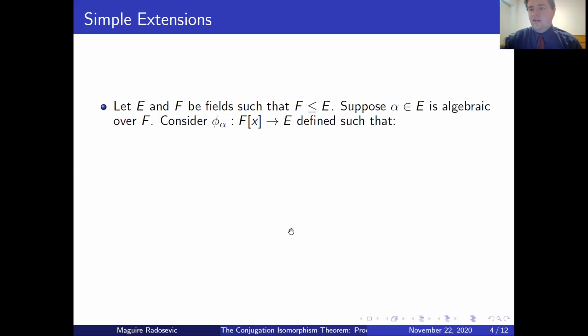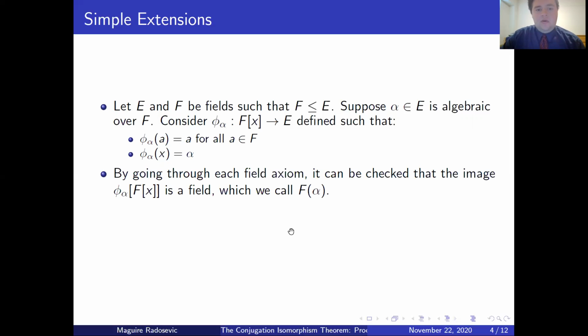And we define it in the way that the evaluation homomorphism is always defined. So we have a polynomial, and for any coefficient, which is an element of F, we leave it fixed. And anytime we have x, we replace it with alpha, because we're evaluating a polynomial at alpha. When we have that, we can check that the image of that evaluation homomorphism with an algebraic element is a field. And we denote this field F adjoined alpha.